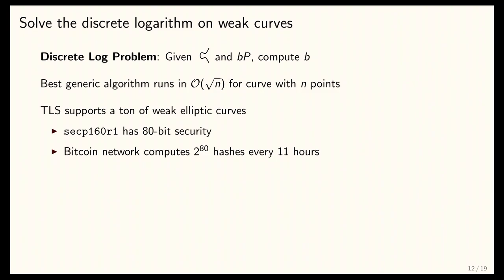So as we noted earlier, TLS supports a ton of really weak elliptic curves. In particular, here's one curve, SECP160R1, which only has 80-bit security. Now, just for some comparison, the Bitcoin network does 2 to the 80 work about twice a day. And 128-bit security is really the weakest security you want to use for any application. So you don't really want this curve encrypting your traffic.